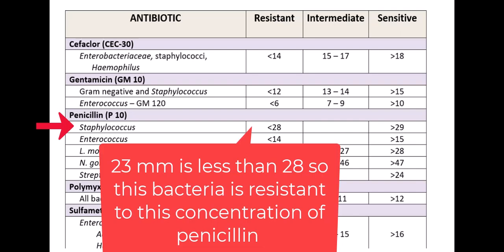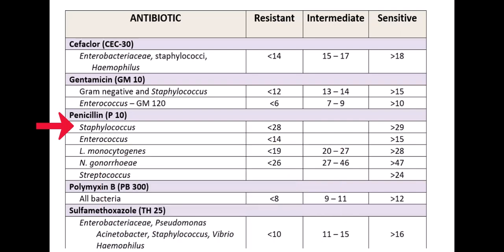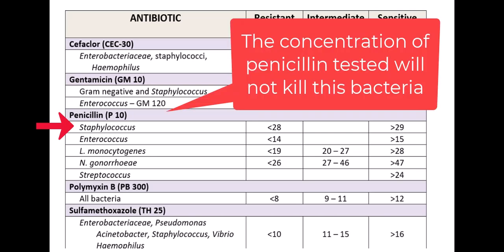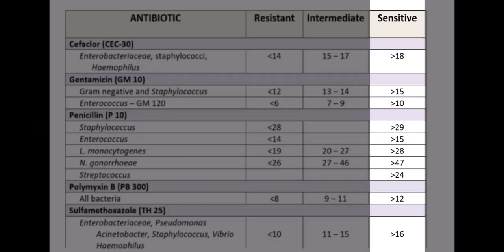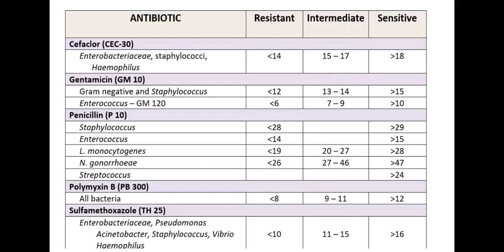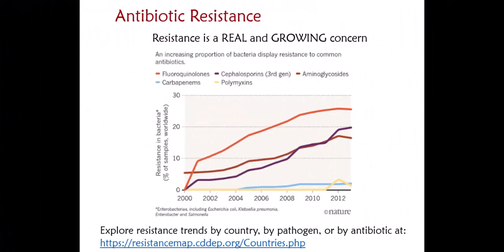In other words, the concentration of penicillin tested is not a good choice for treating that infection because the infecting bacteria are resistant to it. The treatment needs to be with an antibiotic that the bacteria is sensitive to. If the bacteria are sensitive to the antibiotic, it means that the antibiotic will kill the bacteria. Since bacterial infections are still common and antibiotic resistance is increasing, this lab technique is really kind of important.